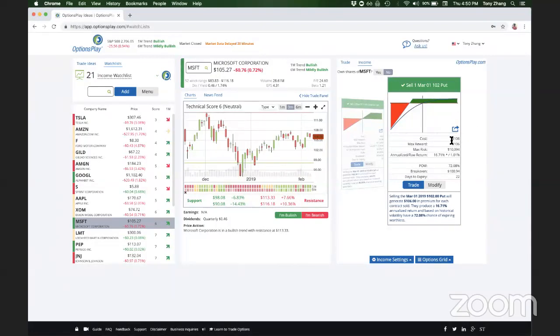But in addition to that, you get $106 in income, and that's per 100 shares. So that's, again, an additional 1% yield on top of that. Meaning if the stock goes below 102 on March 1st, you will purchase the stock at 102 minus the $1.06 that you receive in income, which means that your purchase price is actually 100.94, which is about a 1% discount on top of the 102 price that you're receiving.